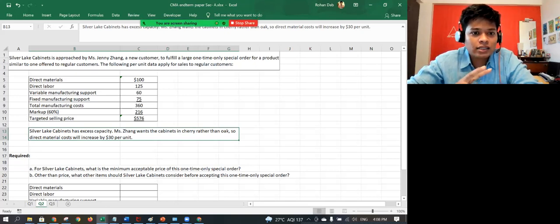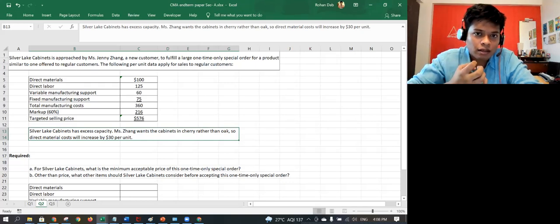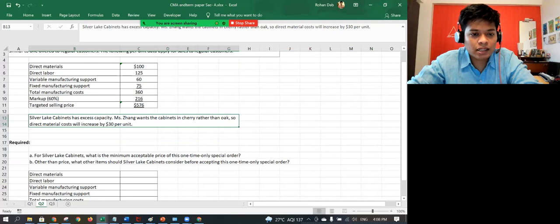So since its capacity is not being fulfilled, the fixed overhead is already being allocated to like existing production is already absorbing the fixed overhead. So if I want to supply that at the minimum level, I can skip the fixed manufacturing cost. Okay. So let's quickly get started. I think it will be clearer when I do it.